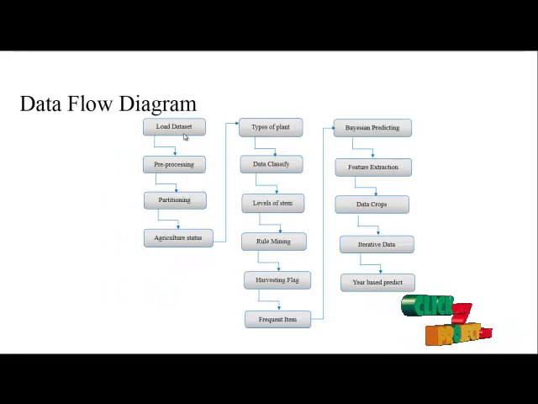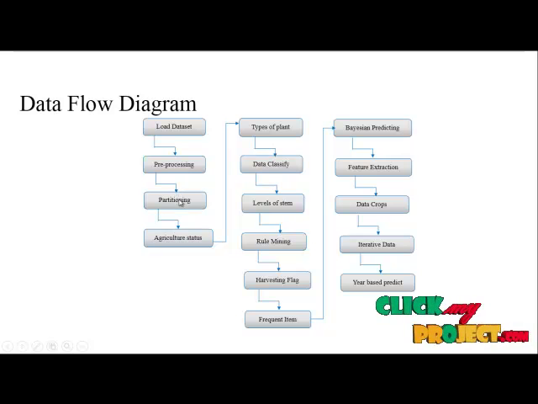This is the data flow diagram for the agriculture disease predictions. The first step is the dataset load. In this process, we are using two types of datasets: one is the general agriculture dataset, another one is the paddy crops disease prediction. First the dataset will be loaded, after that it goes to pre-processing.